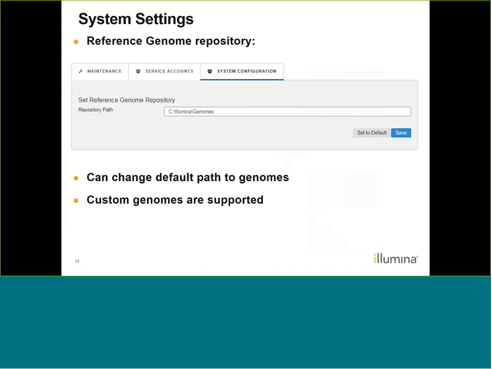You can also change the reference genome repository. By default, this location is C:\Illumina\genomes. If you're running this on an off-instrument installation, you may not have room on your C drive for all the genomes to be installed. You can install those on a different drive, set the path here, and Local Run Manager will be able to find them. Custom genomes are supported as a note, and the software guide discusses how to install those to make them visible through Local Run Manager in your drop-down menu.